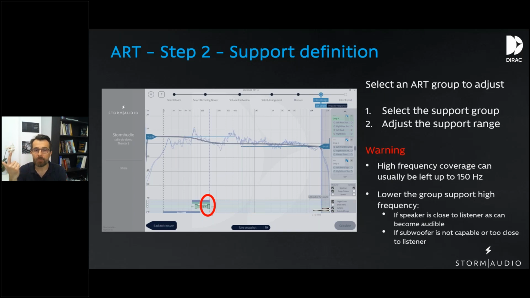The other moment when you may have to adjust that is with the subwoofers.